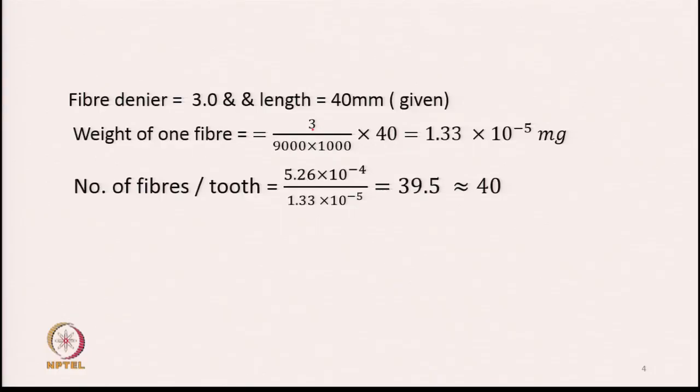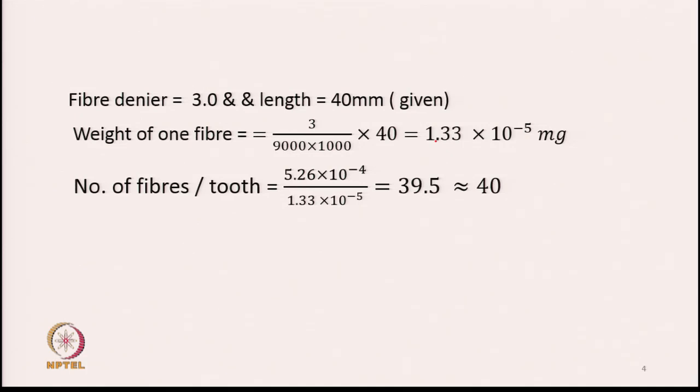and hence the weight is going to be 3 by 9000, that is per meter. Meter you convert it into millimeter, we multiply it further by 1000, and then we multiply by 40, which is the length of fiber, and we get the weight of a fiber, which is around 1.33 times 10 to the power minus 5. That is the weight of a single fiber. So, now how many fibers are there per tooth?